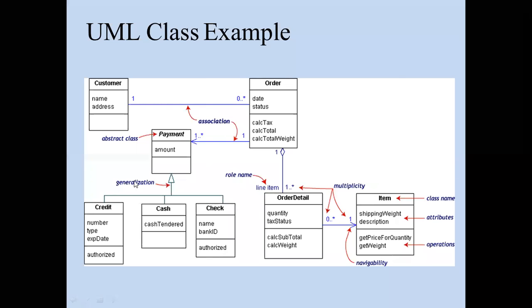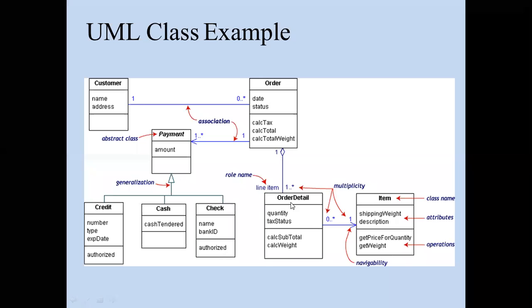This is the generalization. Here you can see the payment class. The payment class is generalized into three classes: payment by credit, payment by cash, or payment by check. This is the generalization. Then composition, and aggregation, one to one, order and order details for that order.